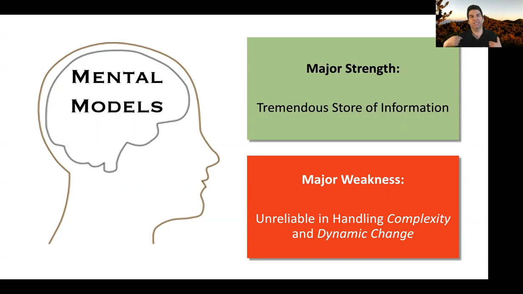And my mental model tells me that that picture of a person is not a real person because of all the context. The car doesn't have a tremendous store of information that allows it to tell the difference between a picture of a person and a real person. And so that's why my mental model beats the car. But the car is much better at handling dynamic complexity and change.